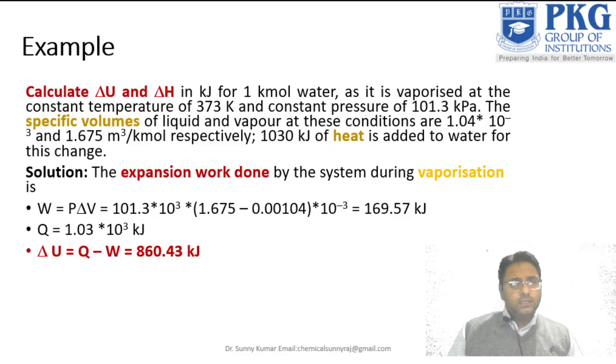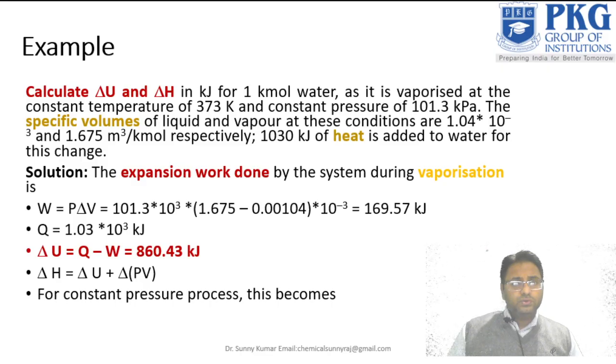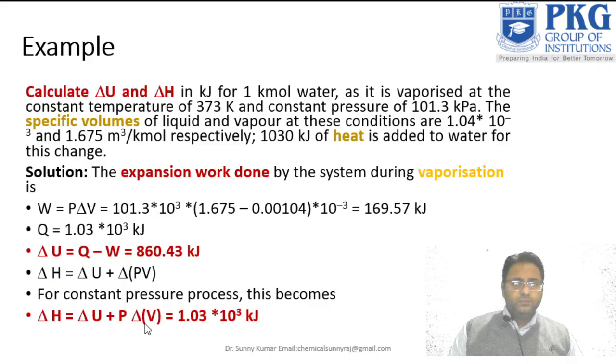And we know the enthalpy. So enthalpy, you know, is internal energy plus delta PV. For a constant pressure, as it is given at a constant pressure, this delta PV will be P dV. So you will see the change in volume, we know that, and the internal energy we know is 860 plus 169.57. So you will get 1.03 into 10 to the power 3 kilojoule enthalpy of the system. So this you will get.